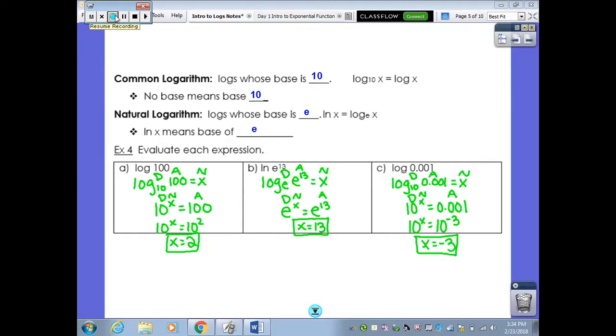So one major thing that we learned from this part of the notes is that ln and e are inverses of each other. ln and e are inverses.